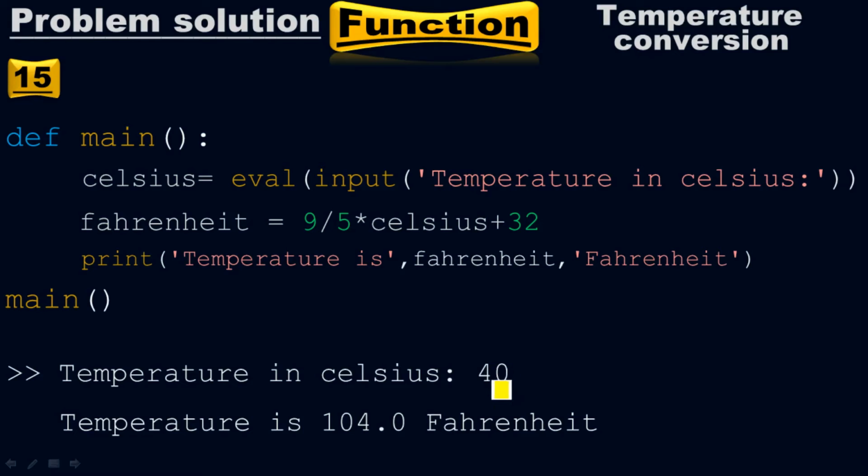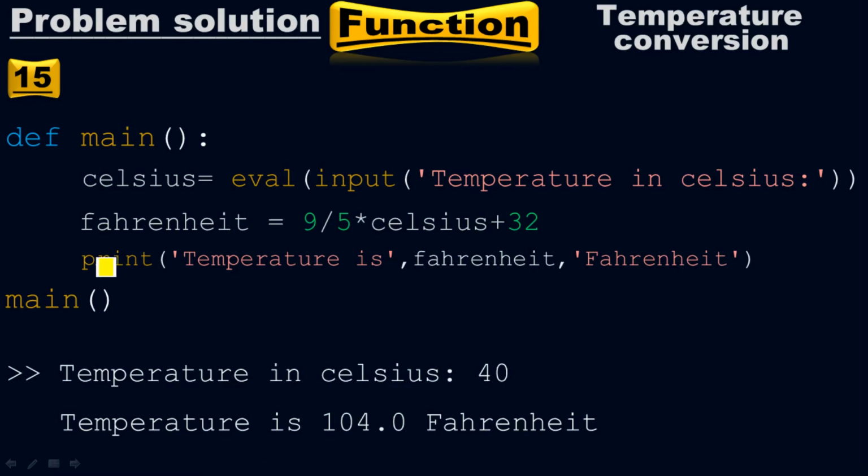Now, if I plug in 40 Celsius, this 40 is in Celsius. The temperature is 104.0 Fahrenheit. In Fahrenheit, 40 equals 104.0. This is the formula of the Fahrenheit. Fahrenheit equals 9/5 times Celsius plus 32. Because of this formula, we can convert 40 into Fahrenheit.